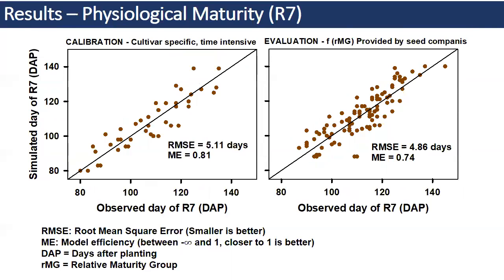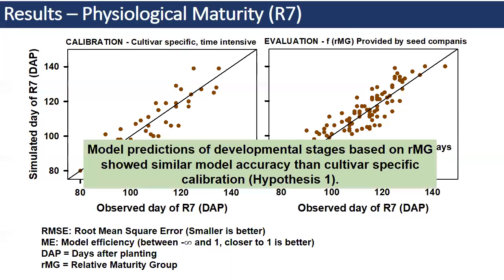If we now take a look at the same graph, but instead we have R7, which is soybean physiological maturity, we will see again that the model is doing as good in the calibration as it does in the evaluation. So, as a preliminary conclusion, model predictions of developmental stages based on relative maturity group show similar model accuracy to cultivar-specific calibration, supporting our first hypothesis.